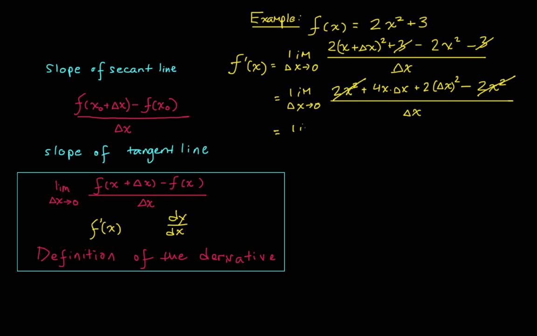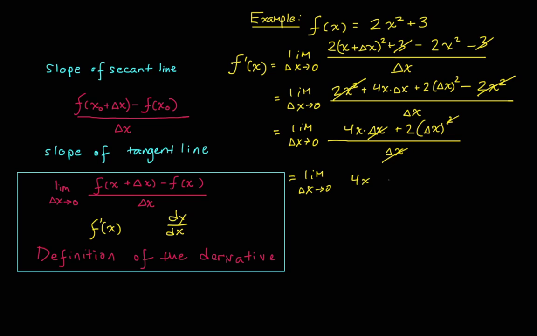All right. We still have the limit, don't forget to write it. Delta x approaches 0. 4x times delta x plus 2 times delta x squared. Okay, and then all over delta x. Aha, so now we see that our delta x's can cancel out. We can get rid of one of them here. And we still have the limit, but now we have just 4x plus 2 times delta x.